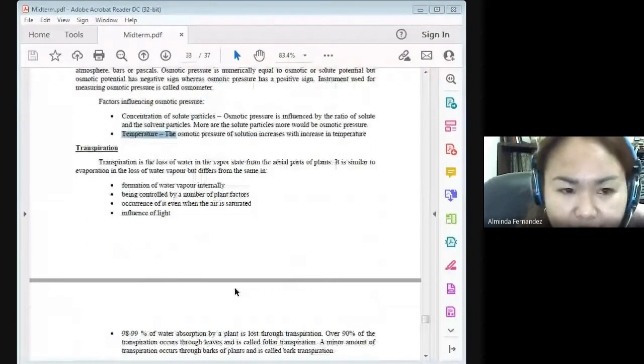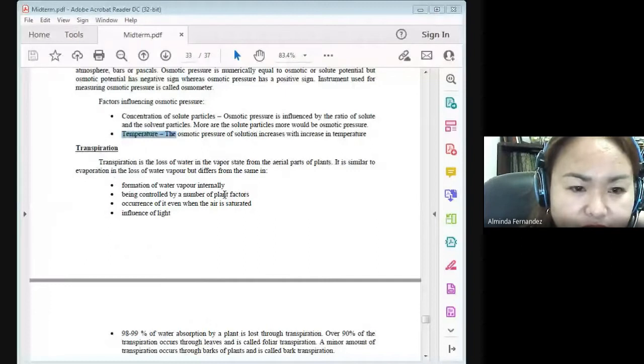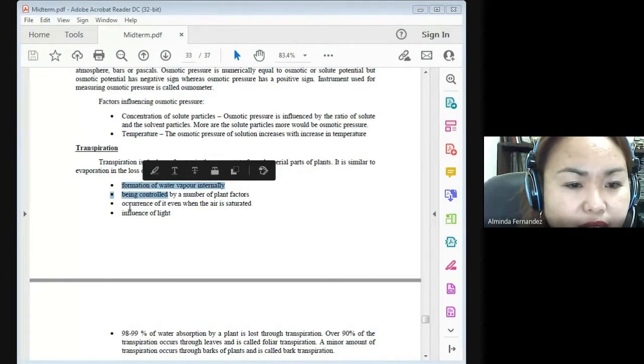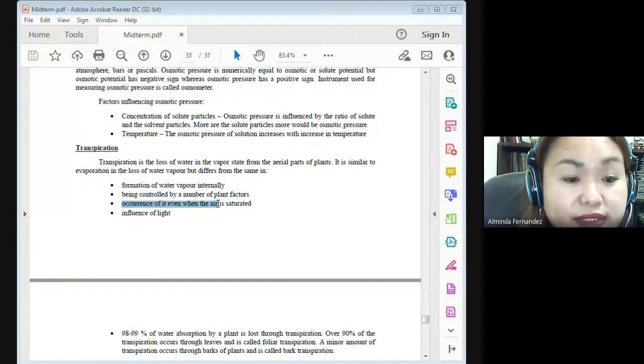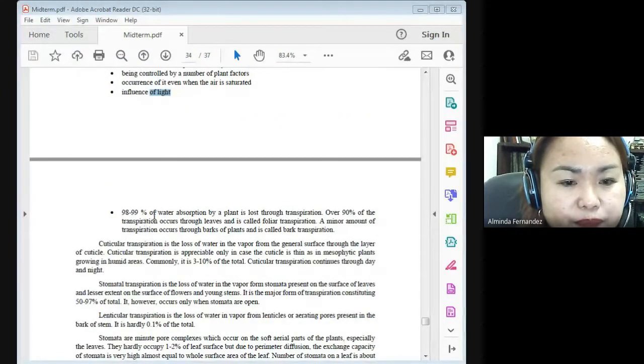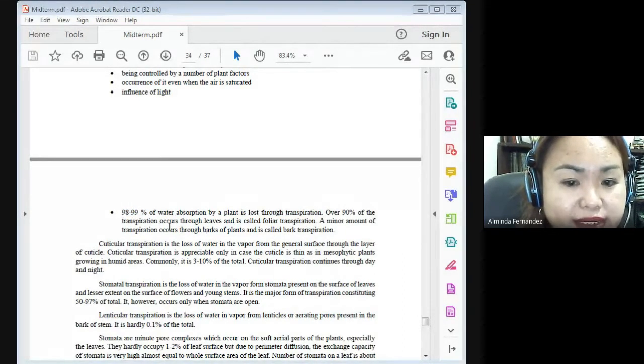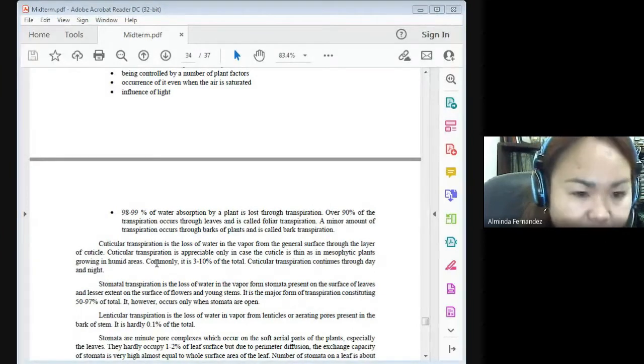And lastly, we have transpiration, no, due to the loss of water. And there are also a lot of factors, no. It's also very similar to formation of water vapor, and occurrence of air is saturated, and it is also influenced by light. And up to 99% of water absorption is lost during transpiration. So, ganun siya kaano, no?